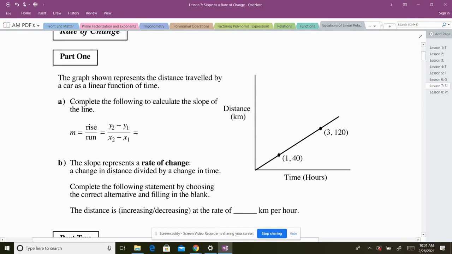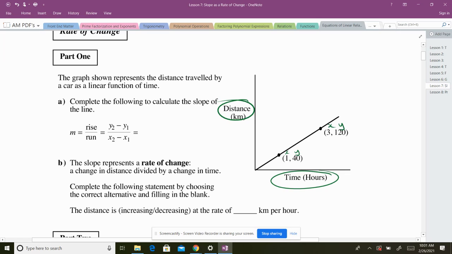So here's our graph. It has distance on the side, time in hours on the x-axis. What is the slope? They give us two pieces of information, 2 points. They've marked the x and the y. I want to know the slope of this graph.